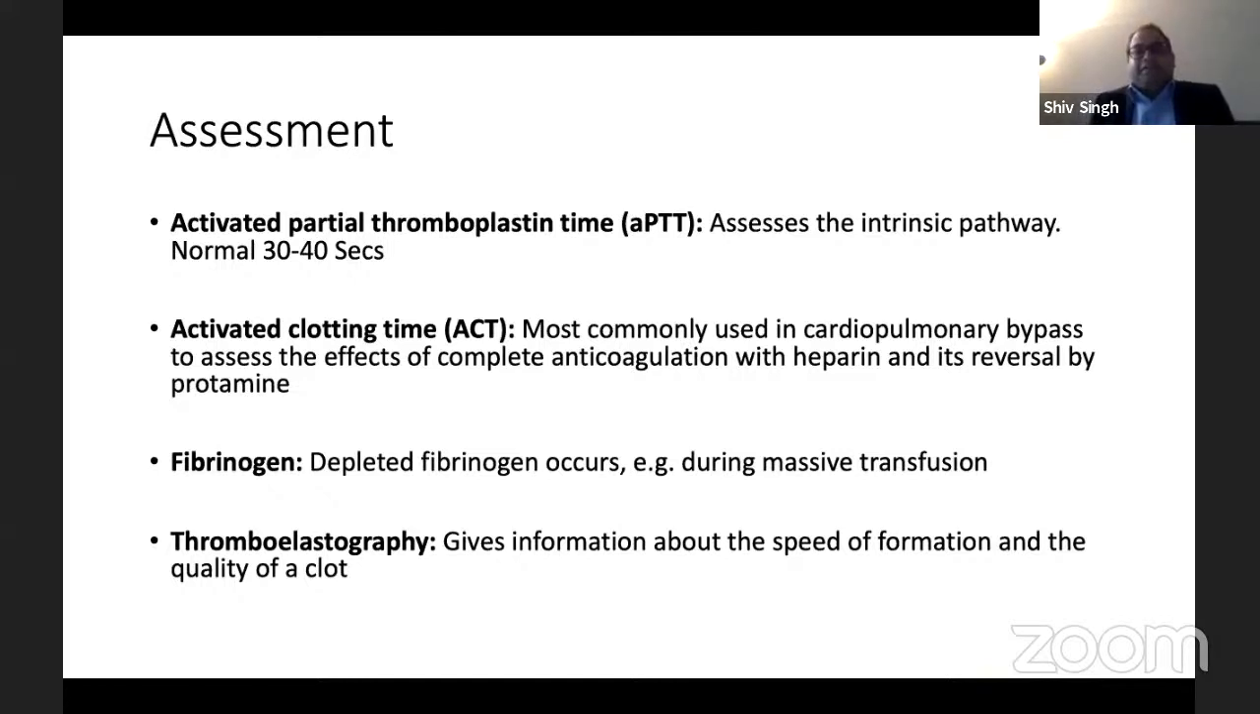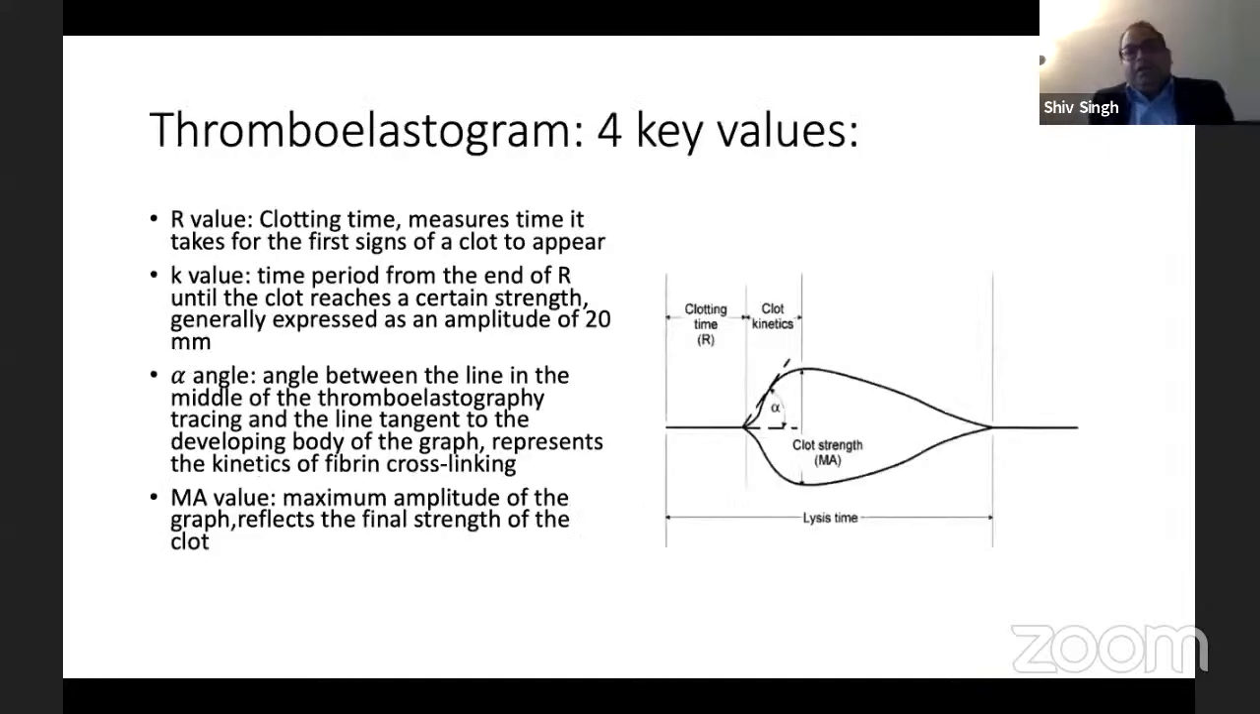Thromboelastogram is again a bedside test, which gives us a lot of information about clotting. It uses four key values. It looks at the R value, that is the clotting time. It measures the time it takes for the first sign of clot to appear. Like I said, you can do it in a glass tube, but this is a more scientific method. Then you can look at the K value. This is the time period from the end of R until the clot reaches a certain strength, generally expressed as an amplitude of 20 millimeters. So at the point where it reaches 20 millimeters, you look at the clot kinetics.